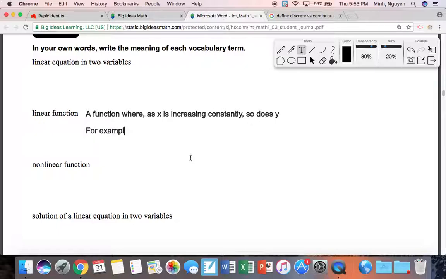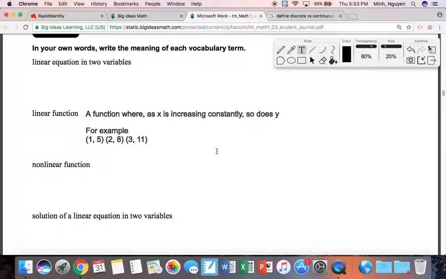For example, if I start off with 1 and 5, and then I go 2, then 8, and then I go 3, then 11, you should see a pattern here. Each x is going up by 1, so that's a consistent or constant pattern. Each y is moving up by 3. That too is also a constant.